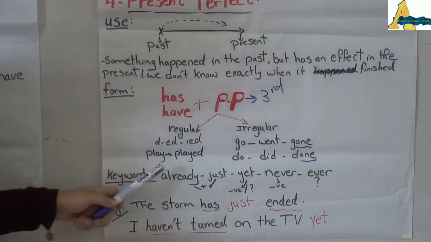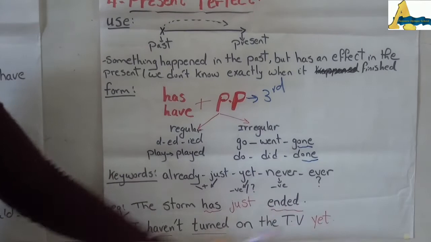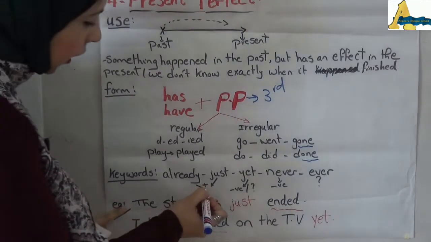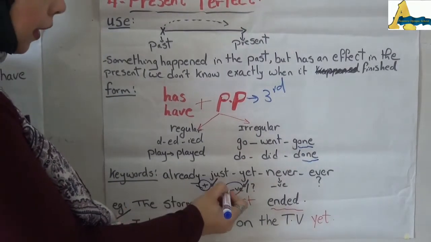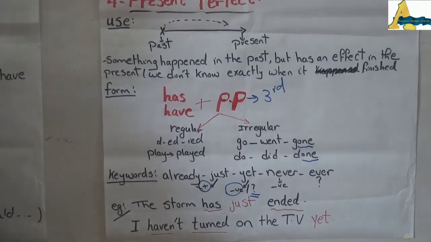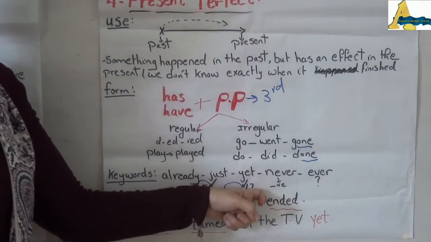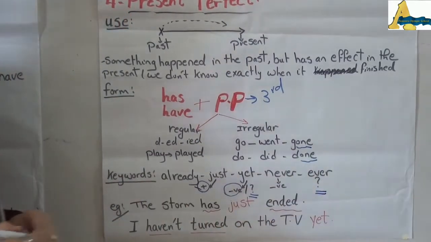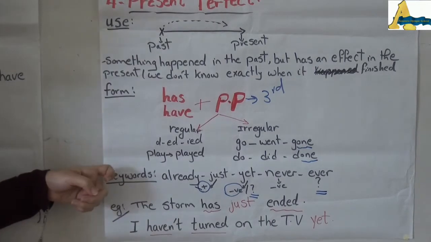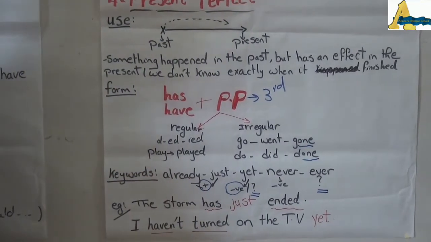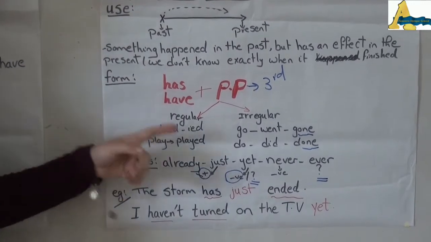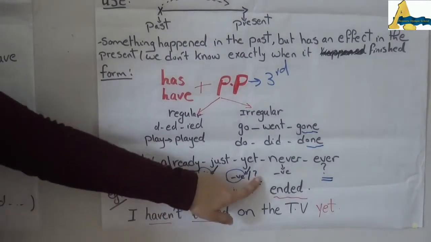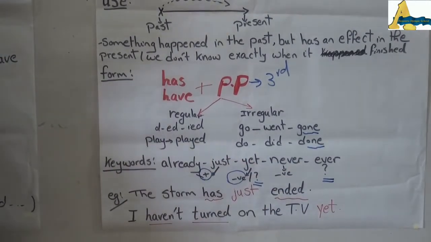What are the key words? We have already, just, yet, never, ever. Already and just are for the affirmative sentence, the positive sentence. Yet is going to be for the negative and for the question sentence. And never is giving us a negative meaning, but it's affirmative. And ever is going to be for the question. So we have 5 key words in the present perfect: already, just, yet, never, ever. Some of them are for positive sentences and some give us a negative meaning like never. And we have yet for negative and question, and ever for the question form.